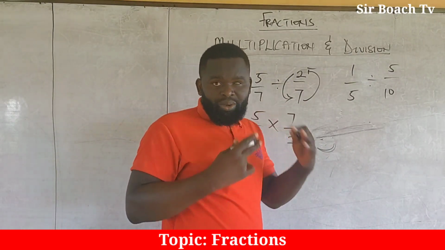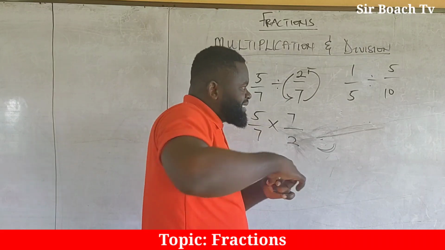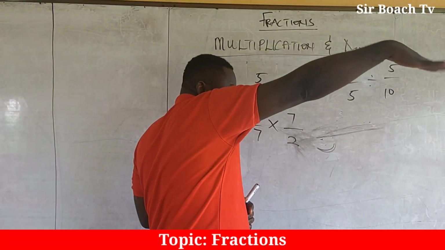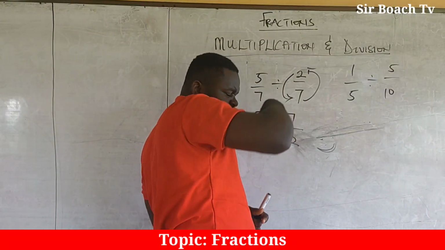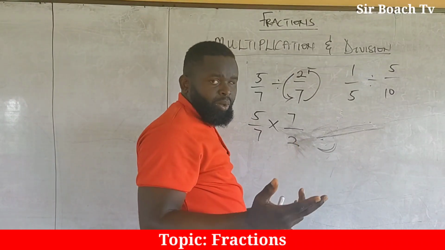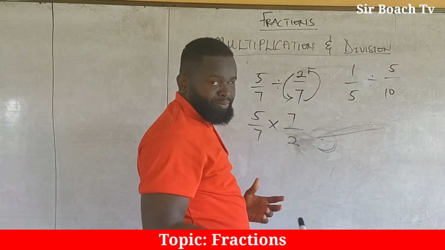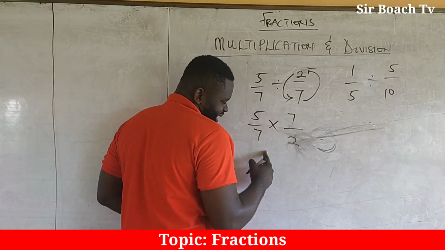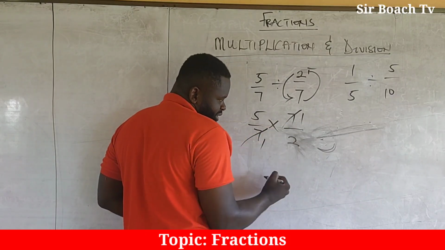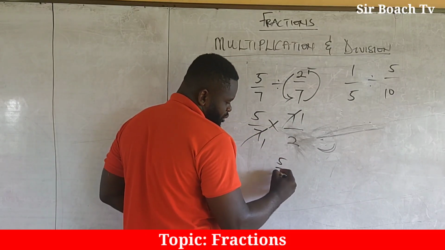So always, when we are dividing, we reciprocate the second term, the term at the right hand side. Then the sign will change to multiplication. Then we know what to do in multiplication. We multiply the top, and we multiply the down. In this case, this and this can cancel. So 5 and 7 go here 1, here 1, right? Then we get 5 on 2.